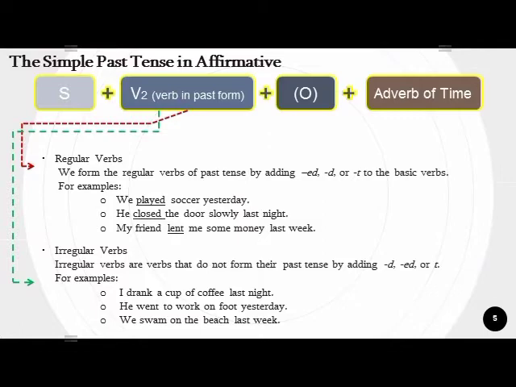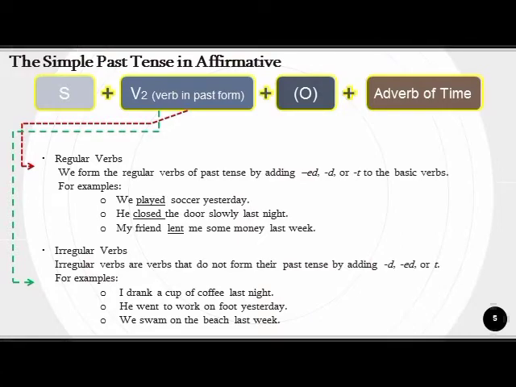For examples, we played soccer yesterday. He closed the door slowly last night. My friend lent me some money last week. Irregular verbs. Irregular verbs are verbs that do not form their past tense by adding d, ed, or t.